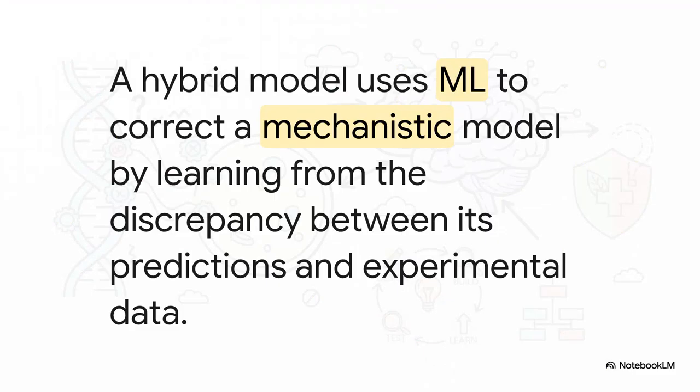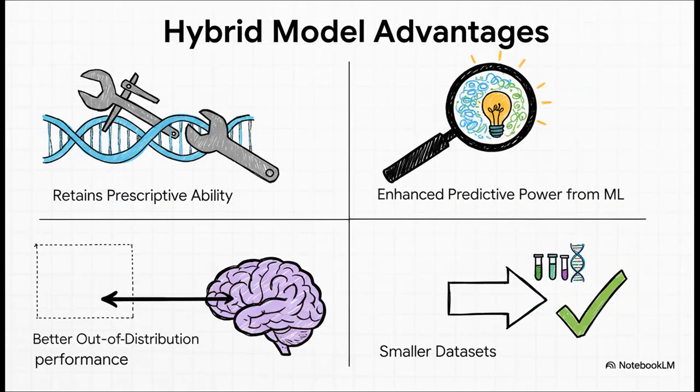So the idea behind a hybrid model is to let each method do what it does best. You start with a traditional physics-based model to provide a baseline prediction. Then, you use a machine learning model to learn and correct for the errors of that initial model. The ML component essentially captures all the complex biological effects that the first model missed, which makes the combined prediction more accurate.